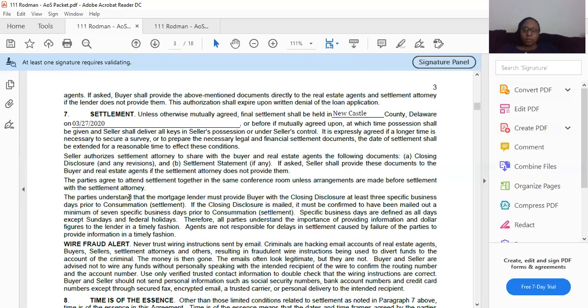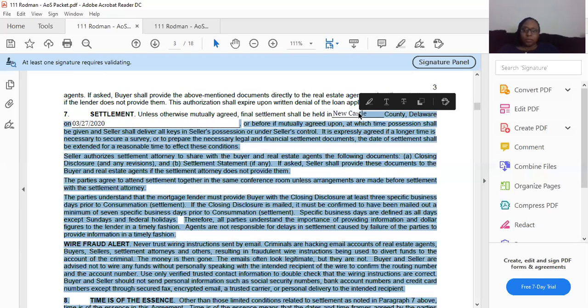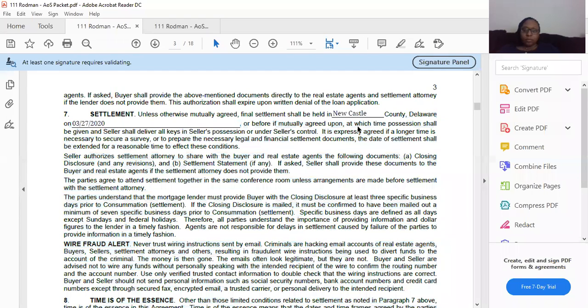Exactly. Then settlement, in this section, you're going to put in the county that you want settlement to be held in and the date. As we've discussed in the past, it doesn't necessarily have to be the county where the property is in, it is just mutually agreed upon. And again, this date, if you read the next line, settlement to be held on 3/27 or before if mutually agreed upon. So this deal was very clean.